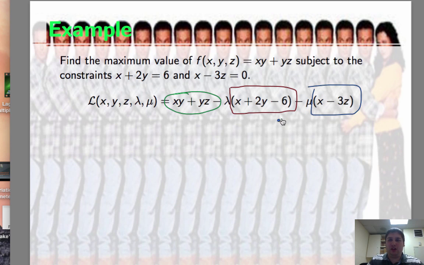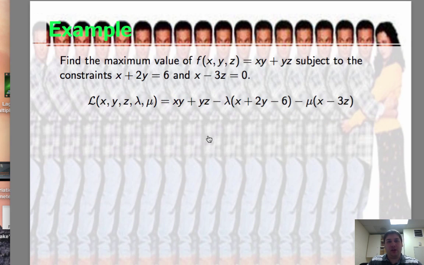You'll notice the important thing here is that I've subtracted 6 from my middle function. That's because my constraint was x plus 2y equals 6. Remember, you have to have your constraints be equal to 0, so I would subtract 6 from both sides in order to get that constraint equation. So the green is my f, the red is my g, and the blue is my h. Hopefully, if you're colorblind, I'm sorry. So that's the setup, that's the Lagrangian. It is a function of 5 variables.